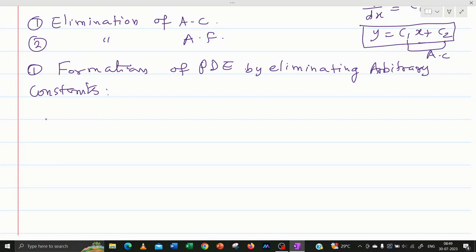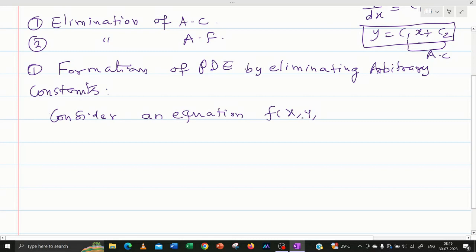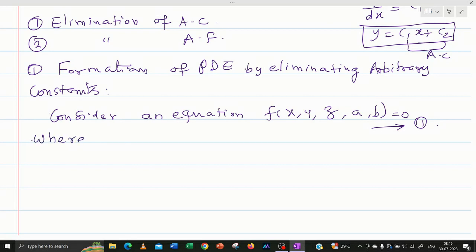So if you consider one equation, f of x comma y comma z, a comma b equal to 0, which is equation number 1. What is our aim? Our aim is to eliminate the arbitrary constants a and b, and form the partial differential equation. Here a and b are arbitrary constants.